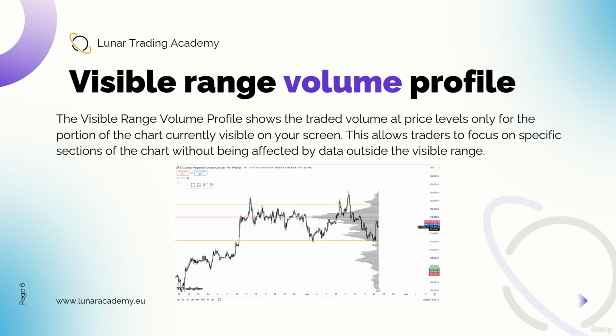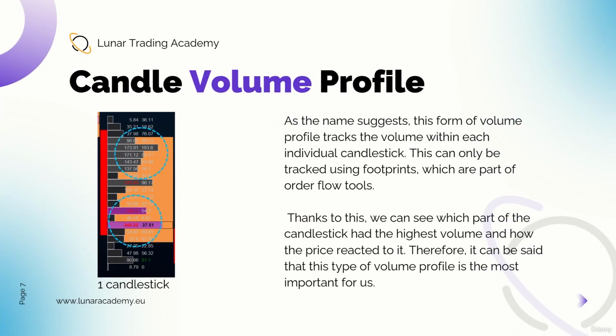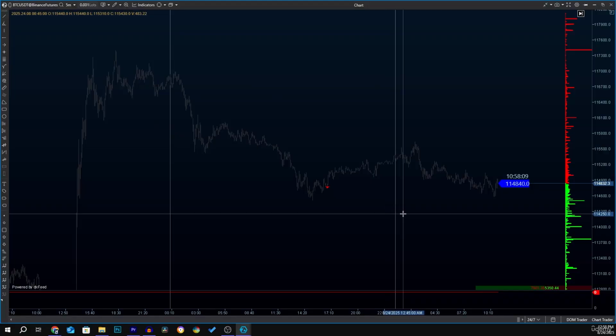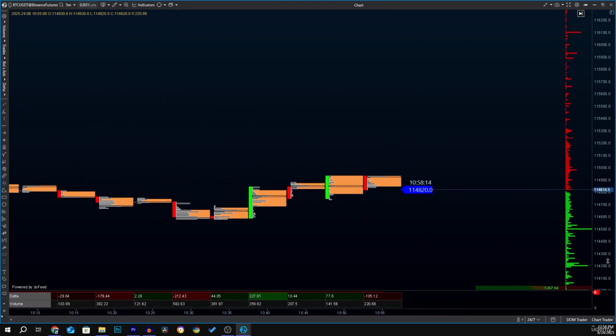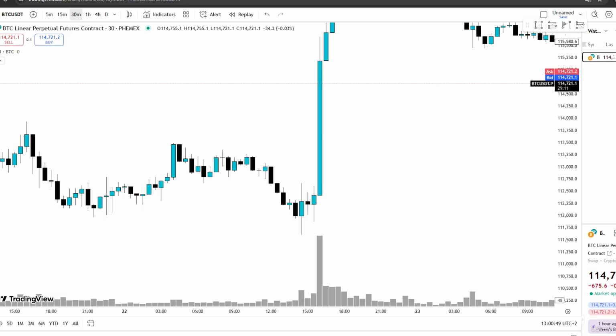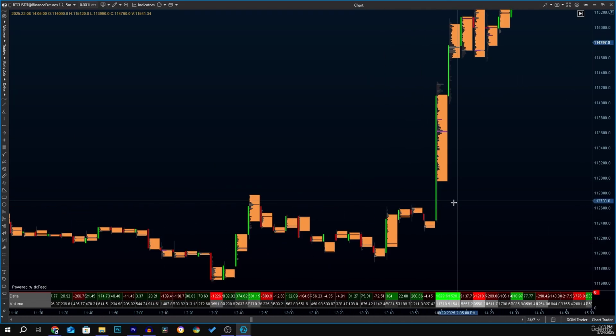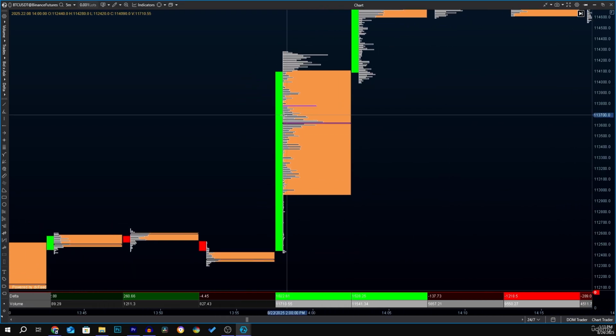And for us, the most important way to measure the volume profile is the volume profile per candle. This measures the price levels within a single candle and shows you which part of the candle contained the most volume. This can only be tracked using footprints, which are part of order flow tools. So when we see a large volume, the volume profile shows us at which price level that volume occurred. Here we see a candle that contains a large volume. When we look at the candle's profile, we can see the exact price levels where this large volume was traded. We will go into this in detail in order flow module, so don't worry.